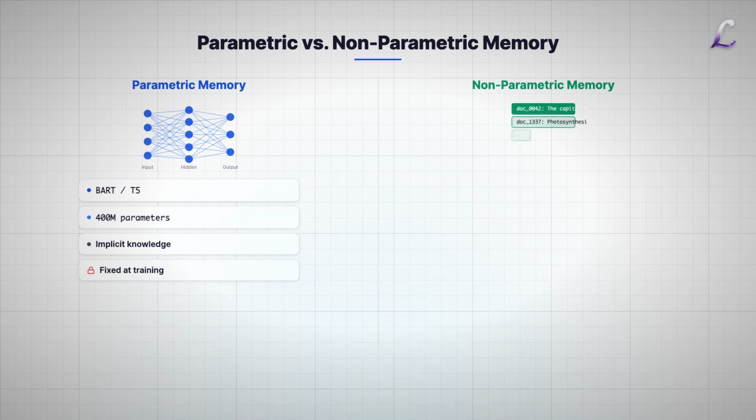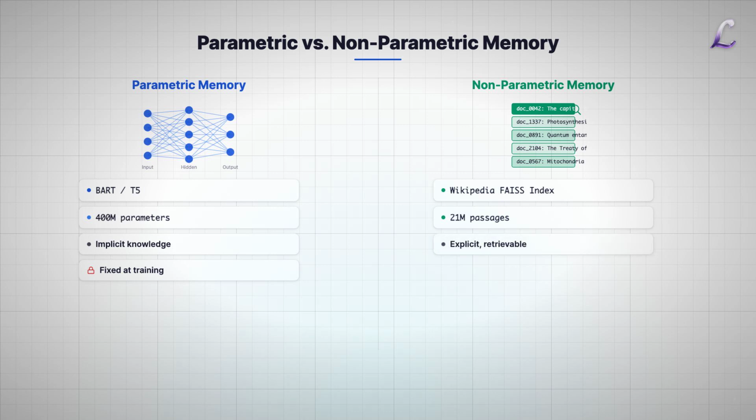Non-parametric memory, by contrast, is an explicit, indexed store of knowledge that can be queried at inference time. Think of a search engine, a database, or a vector index. The knowledge is transparent, updatable, and inspectable.